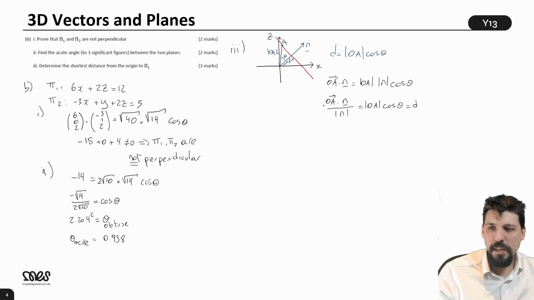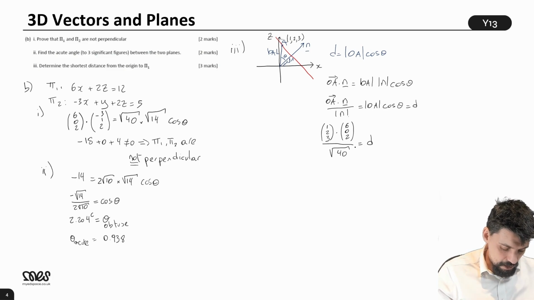All right, so first things first, we need to find what the vector OA is. A was the point, if I remember correctly, and I'm just going to look it up, 1, 2, 3, the one they gave us early on. So what we're actually doing is the vector 1, 2, 3 dotted with that normal vector for pi 1, which was 6, 0, 2, over the length of that normal vector, square root 40, and that will equal the distance that I want.